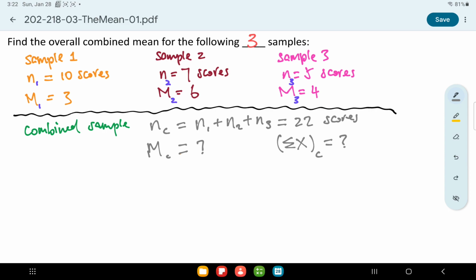If I do not use the bracket and put summation x subscript C, what we're communicating is the x scores in the combined sample, which is not inaccurate, okay?